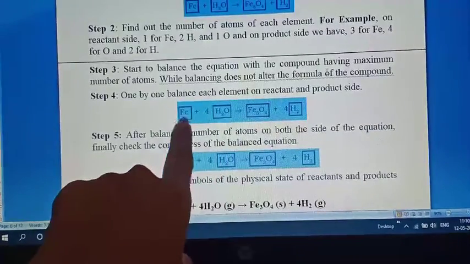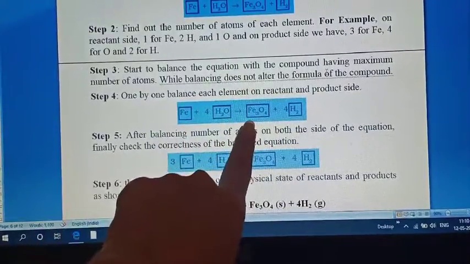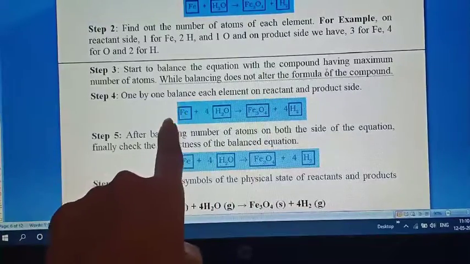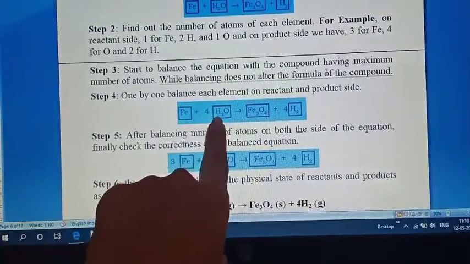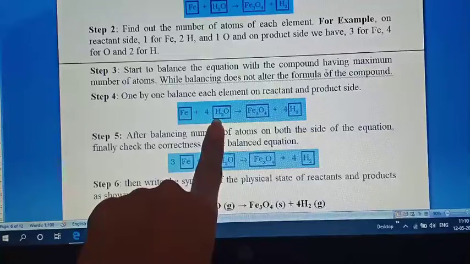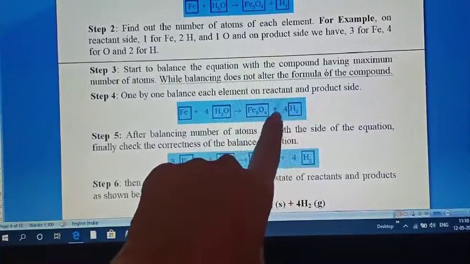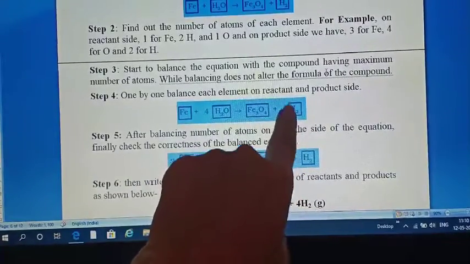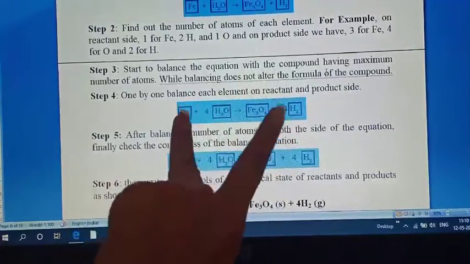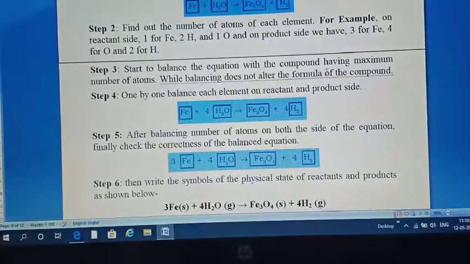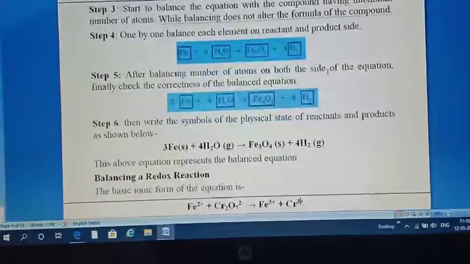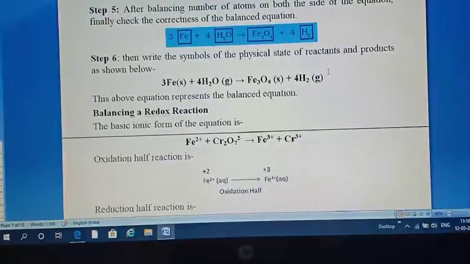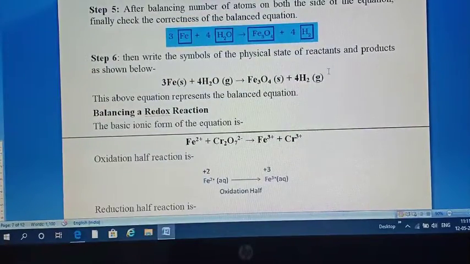Here you can see Fe is only 1, but on the other side Fe is 3, so we write down the 3 over here. 4 twos are 8 hydrogen, but here only 2, so we have to write down 4 over here. Now you can see on both sides the equation is balanced. After the equation is balanced, you have to write down the state of the atoms.